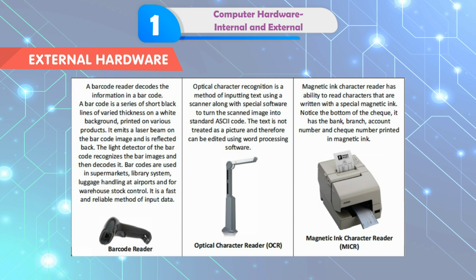Optical character reader (OCR). Optical character recognition is a method of inputting text using a scanner along with special software to turn the scanned image into standard ASCII code. The text is not treated as a picture and therefore can be edited using word processing software. Magnetic ink character reader. A magnetic ink character reader has the ability to read characters that are written with a special magnetic ink. Notice the bottom of the check: it has the bank, branch, account number and check number printed in magnetic ink.